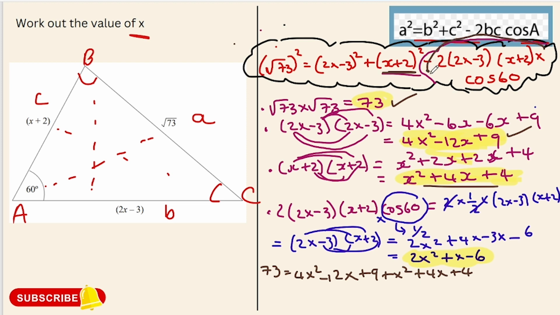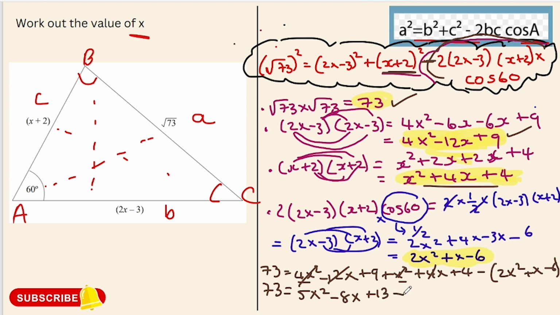Then I'm going to write this over here. Now, be careful, it's got a minus, okay? So it's going to be minus 2x squared plus x minus 6, okay? Now I'm going to do this step by step. So I have x squared and 4x. That's going to give me 5x squared. Done. Minus 12 plus 4, which is minus 8x. So those two are done. 9 plus 4, and if I do 9 plus 4, that's going to give me 13.